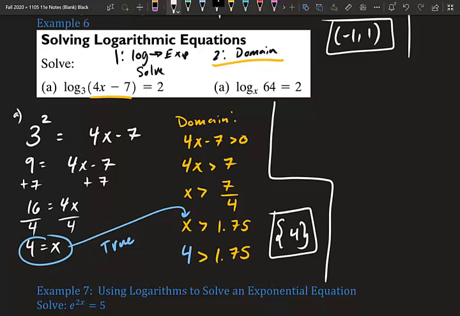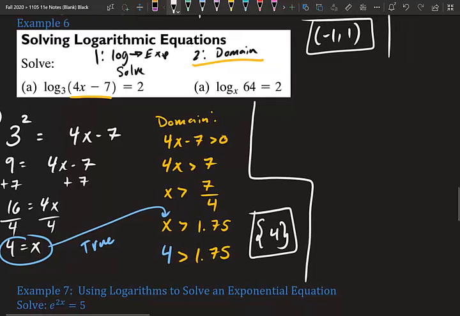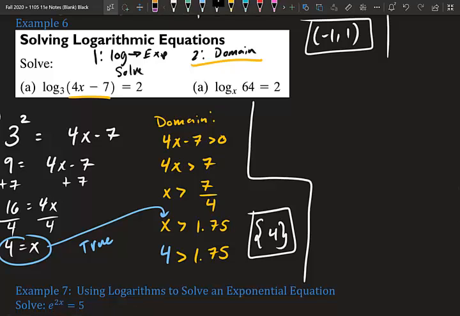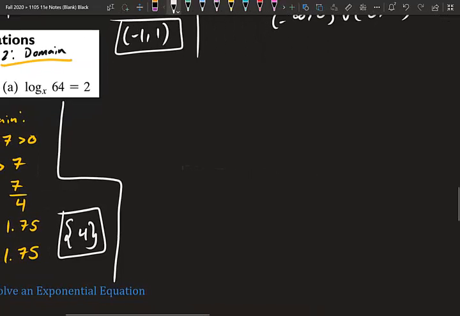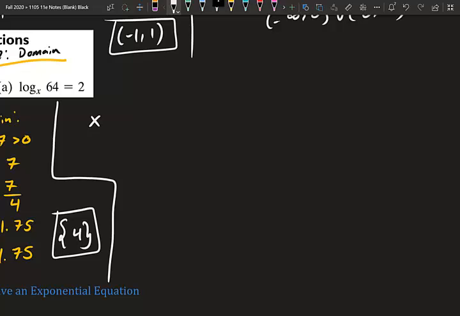All right, let's do the other one. The first thing we're going to do is switch it to an exponent. The given base is x. What the given is equal to is squared, so 2, and what's left over is 64. So let's solve for x. We're going to solve for x by square rooting. So we have x equals positive or negative 8.